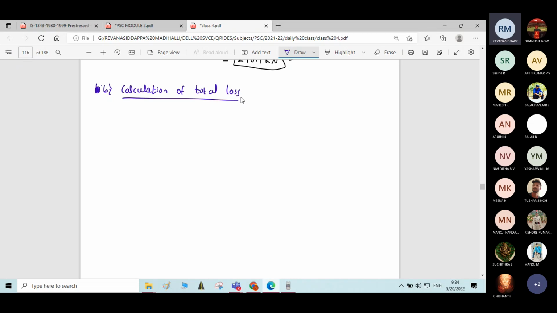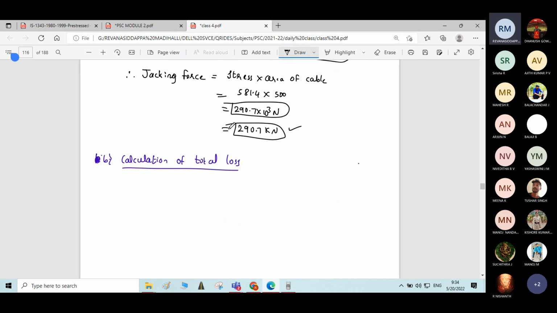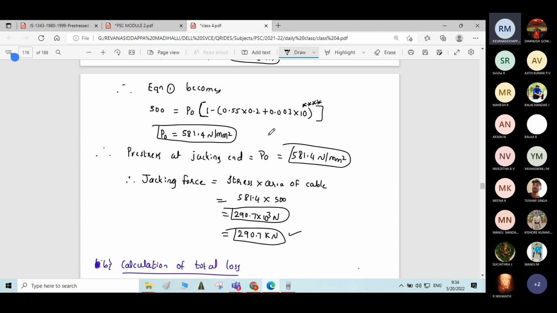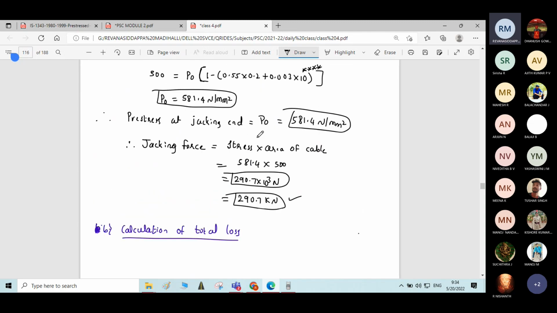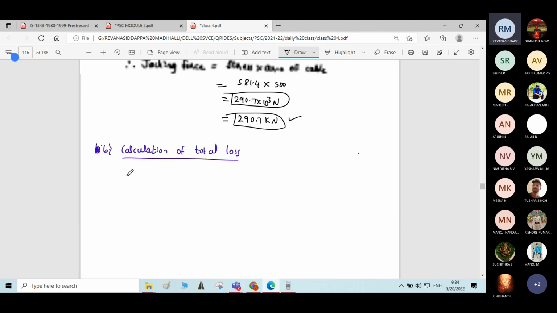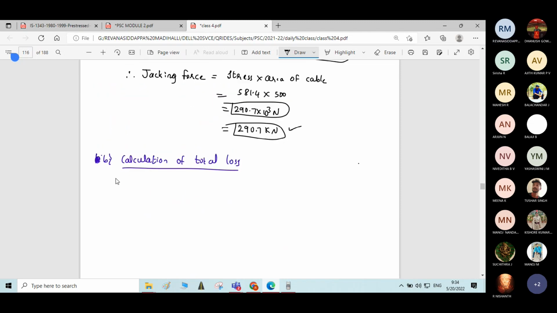Okay. Now we have the data required to calculate the loss due to friction. So initial pre-stress is known. Then the final pre-stress is known. Initial pre-stress minus final pre-stress, calculated with respect to loss due to friction. You can calculate. Correct. Therefore, first one, loss due to friction. You can calculate.